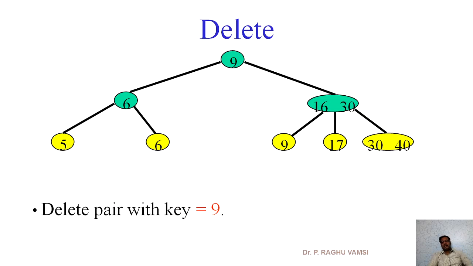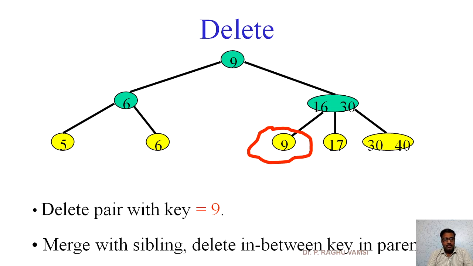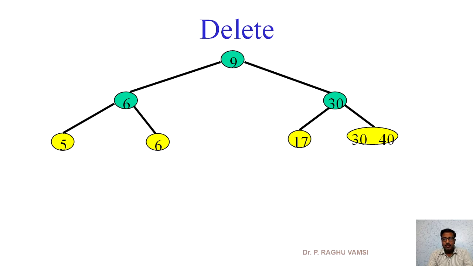You look at here, deletion. Whenever you are performing deletion, all the deletions are happening at the data level itself, that is at the leaf level itself. Delete the pair with key equal to 9. So whenever 9 is there, you check with the 9 which is at the root and traverse at the right side and find the leaf that is 9. So merge with the sibling, delete in-between key in parent, and do this. That is the reason whenever you delete 9, you are supposed to merge with the parent.